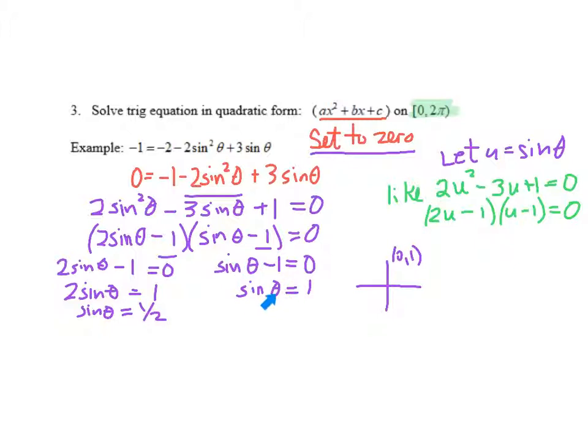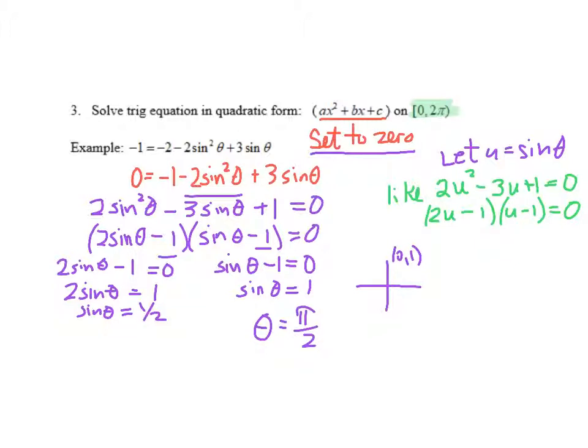So we have sine theta equals 1, which we're once again looking at the unit circle. Where does the y value equal 1? So we're ready to write our answer there, and our theta equals pi over 2. That's where the y value equals 1.